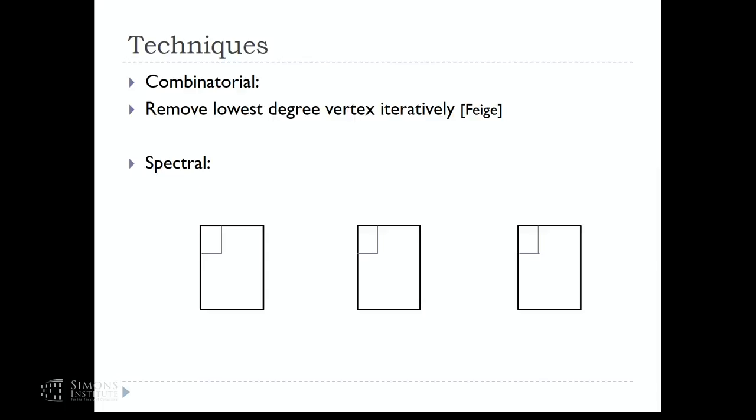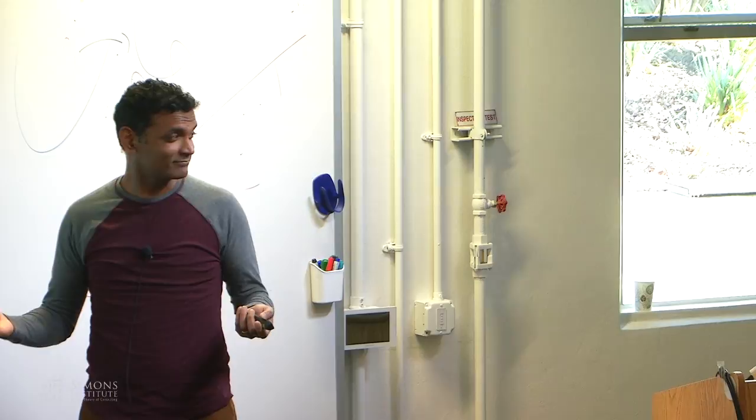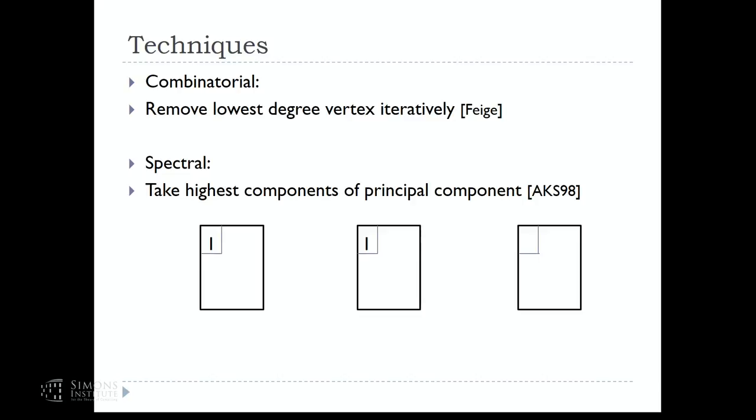But you could also do it spectrally, as in the original paper. So take the principal components of the adjacency matrix, which you build by putting, let's say, 1 for edges and minus 1 for no edges. You know the graph. Put a 1 where there's an edge, minus 1 where there's no edge. And so the graph that you see looks like a clique that's planted there, plus a random graph. That's what it looks like. And the idea here is just to take the top principal component and take the highest entries of that. And that will be mostly the clique, and then from those you can build the rest.